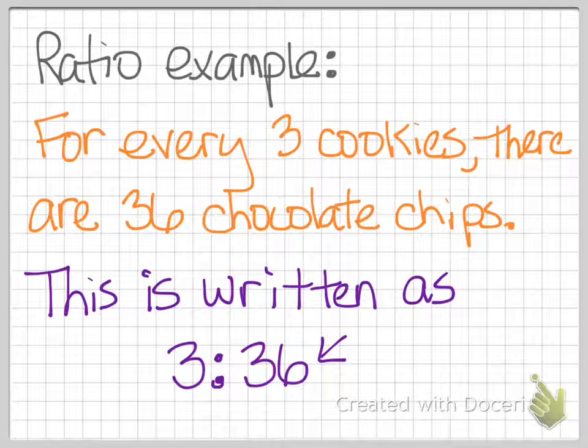Here's an example of a ratio. For every 3 cookies, there are 36 chocolate chips. This is written as 3 to 36. That's how you read the colon that you see here.